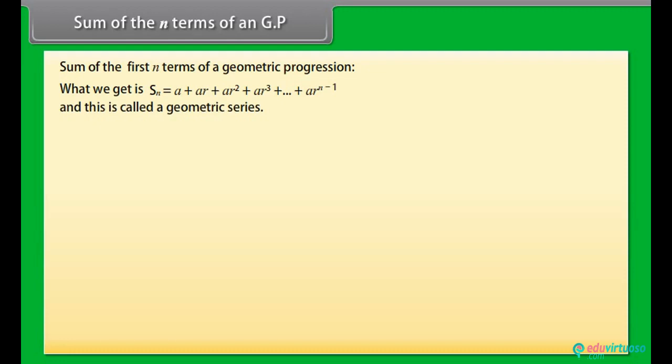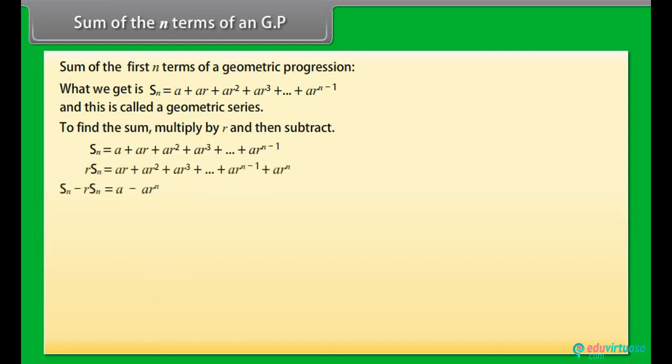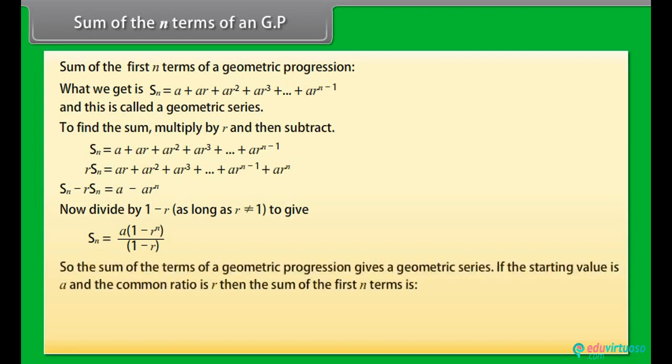Now the trick here, to find the sum, multiply by r and then subtract. We get Sn minus r Sn is equal to a minus a r raised to the power n. Now divide by 1 minus r as long as r is not equal to 1 to give Sn is equal to a into 1 minus r raised to the power n whole upon 1 minus r. So the sum of the terms of a geometric progression gives a geometric series.